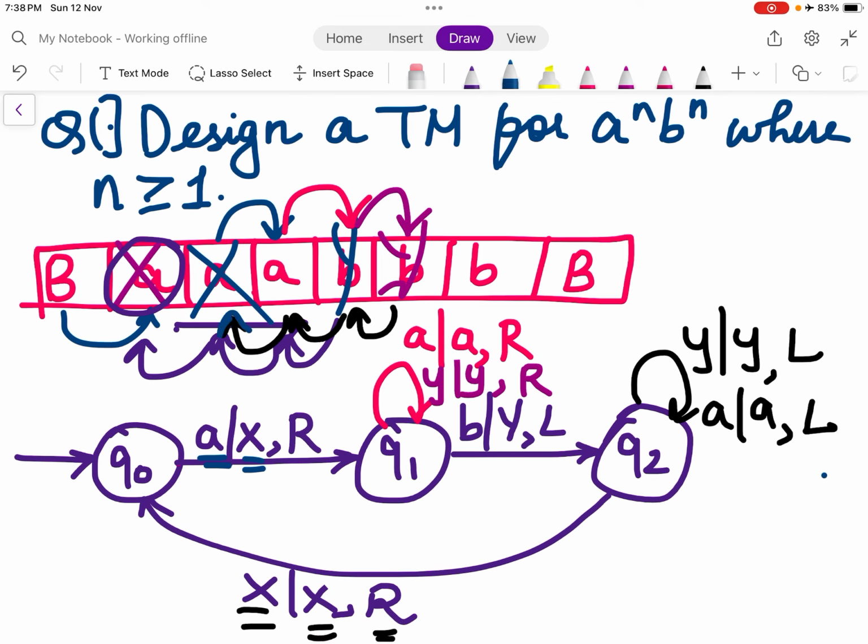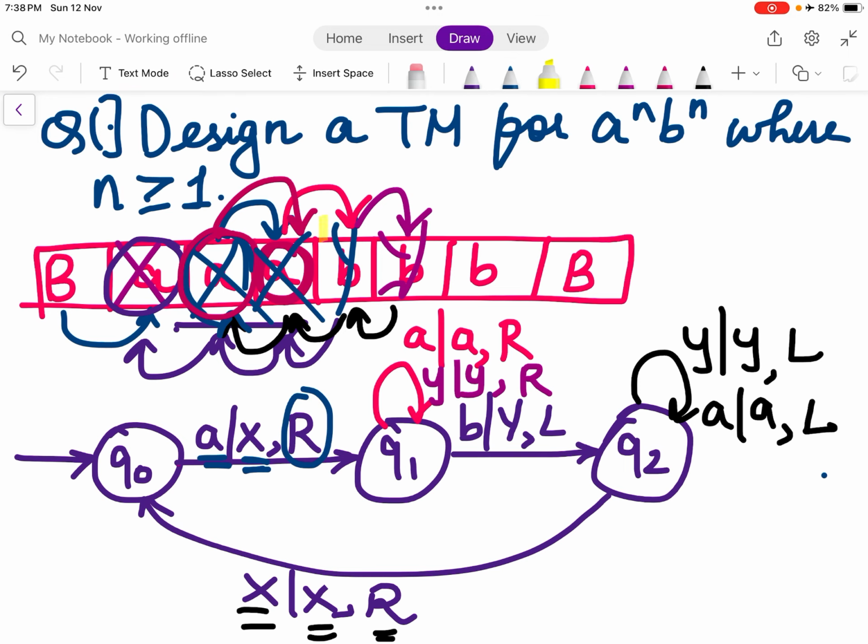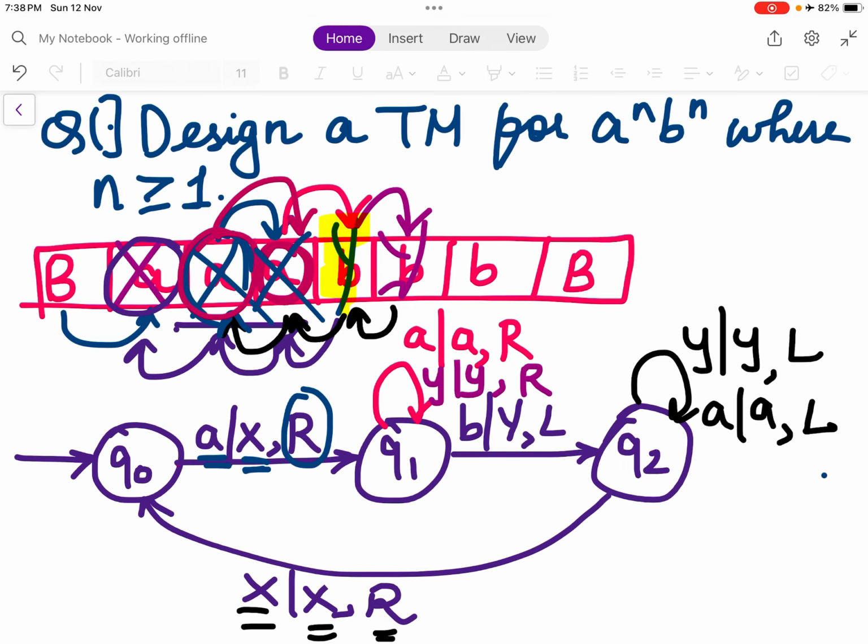So when you see this X, what will you do? You will move in the right direction. Once you go right, you see an a. Replace this a with an X. Once you replace this a with an X, you will move in the right direction. When you move right, you see a Y.